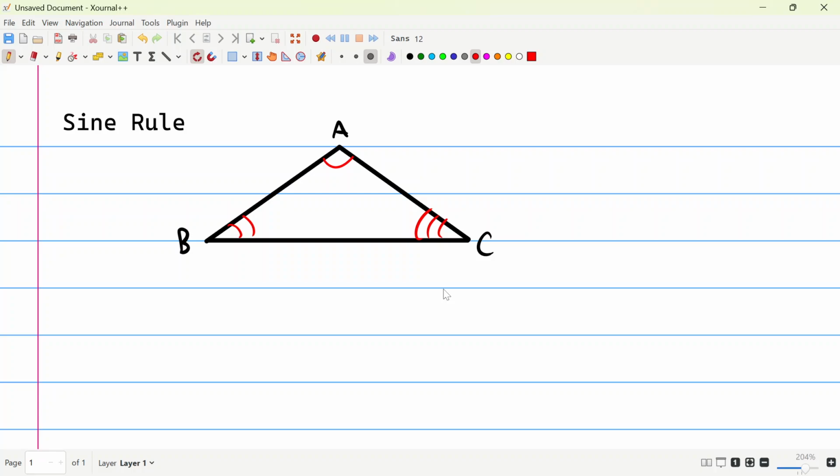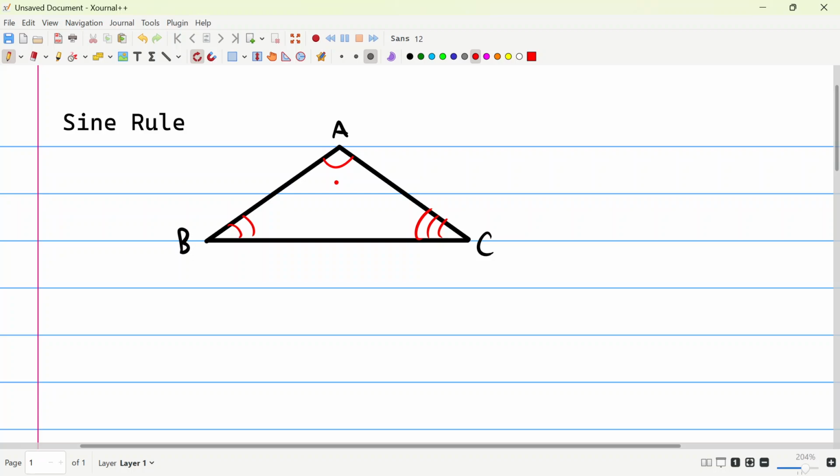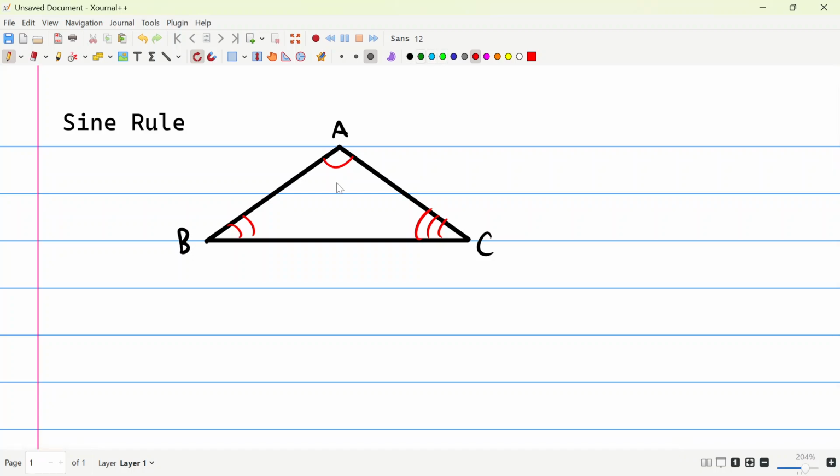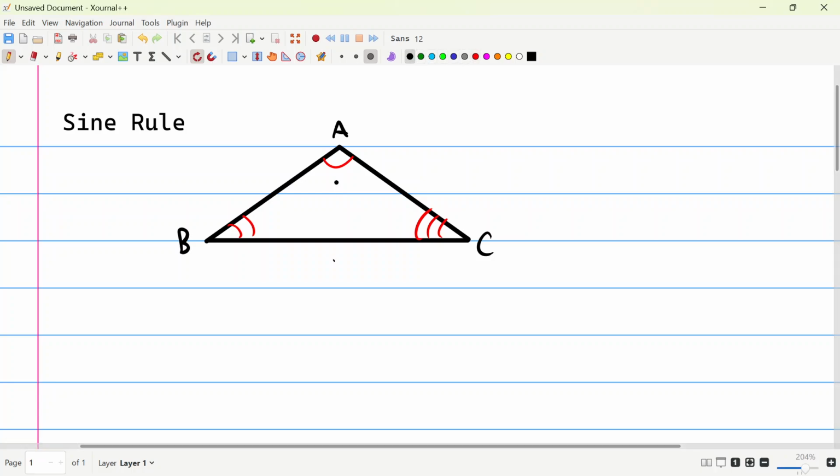So with the sine rule, if you're given a triangle, in this case we have angle A, angle B, and angle C. Let us quickly rewrite these sides: small a, and then angle B would be opposite small b, and angle C would be opposite small c. Now this would be a case where all these angles are different.